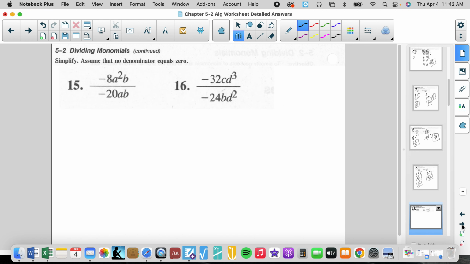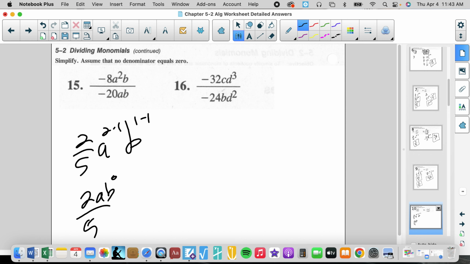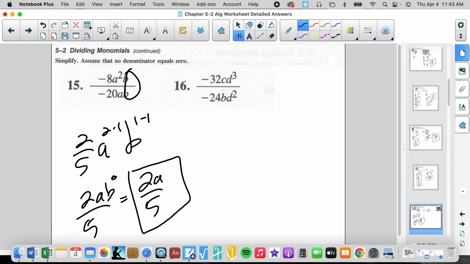Two negatives are going to cancel, 8 and 20. 8 does not go into 20, so I can't reduce it that way. I can reduce it by 4, and that's 2/5. And we get a to the second minus 1, b to the 1 minus 1. And that's 2a, b to the 0. b to the 0 is equal to 1, so we get 2a over 5. And think about it, b to the 1 minus 1 is b to the 0, and b over b is going to cancel.